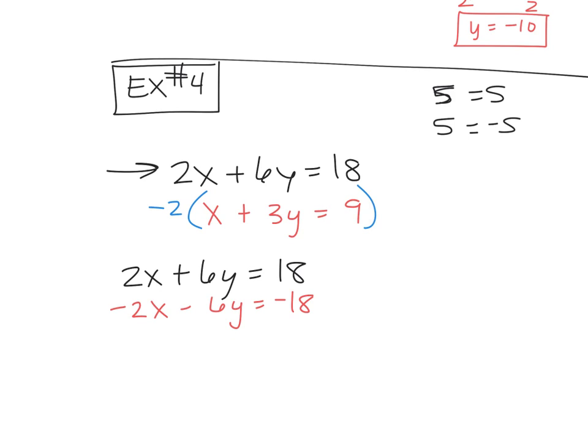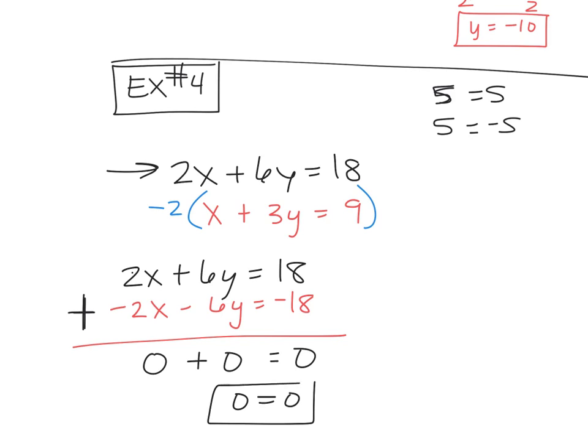Okay, so now think through this. If I add these two equations together, 2x plus a negative 2x is 0. 6y plus a negative 6y is 0. 18 plus a negative 18 is 0. So we get 0 equals 0. No solution. Infinitely many, right? If it comes out to a true equation, that is infinitely many.